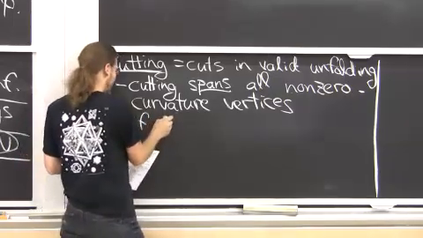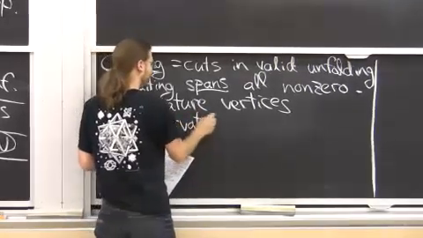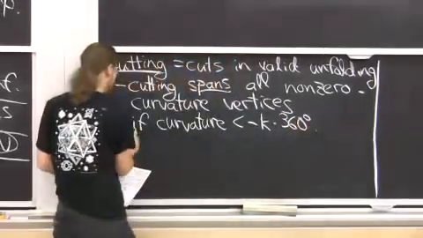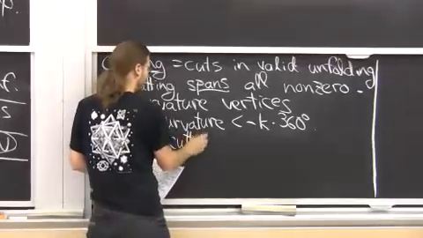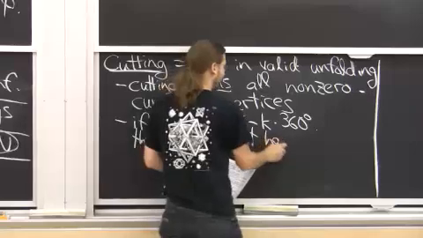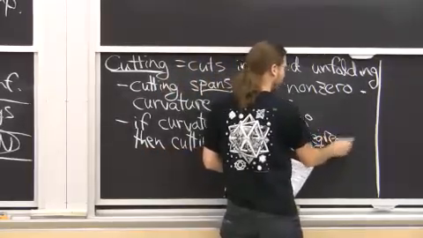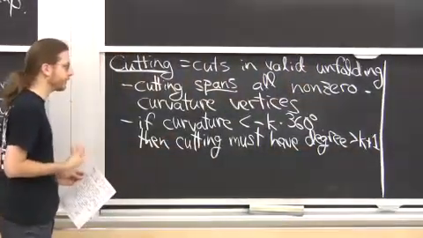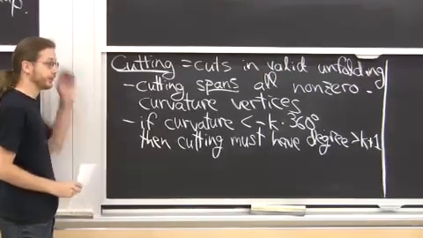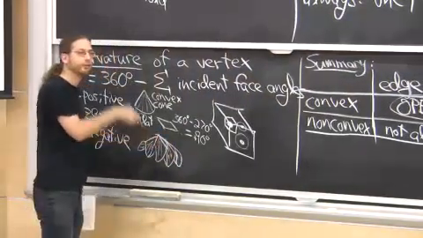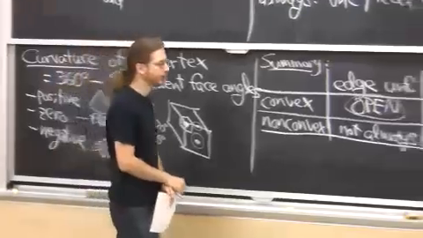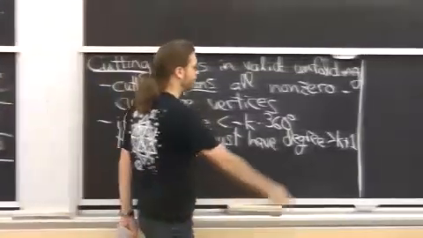You can say even more. If you have very negative curvature, if the curvature of a vertex is less than some integer k times 360, with the minus sign in front, then the cutting must have degree strictly more than k plus 1. So if you have negative curvature, you know you have to have at least one cut. Actually, at least 2 cuts for a negative curvature vertex. Because if you made a single cut, all that material is still there. If you then flattened it, it's going to overlap itself because you're trying to flatten it into 360. There's more than 360 material there. So negative curvature, already you need 2 cuts. That's the plus 1 here.